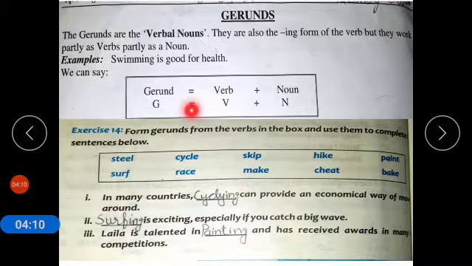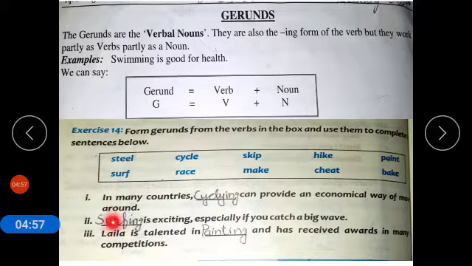We can say that gerund is equal to verb plus noun. So verbal nouns, or verb along with ing, is called a gerund. Form gerunds from the verbs in the box and use them to complete the sentences below. There are some words. First of all we have to form them into gerunds and then we have to use them in our blanks. In many countries, dash can provide an economical way of moving around. In many countries, cycling. So the word cycle will be made a gerund and the word will become cycling.